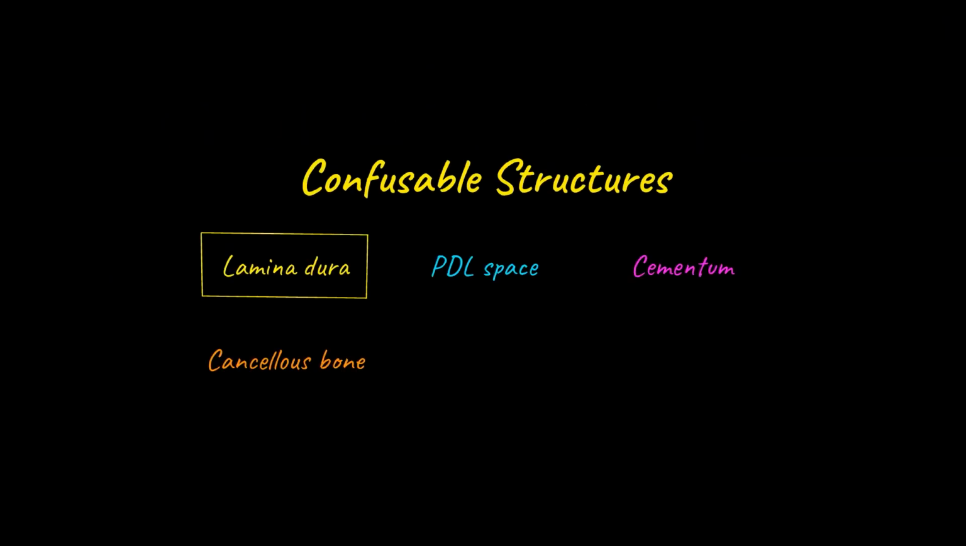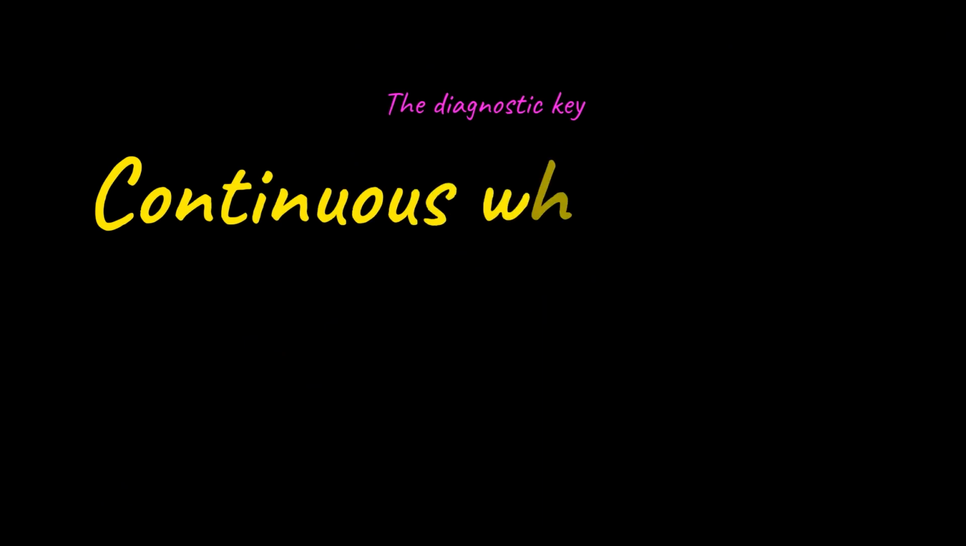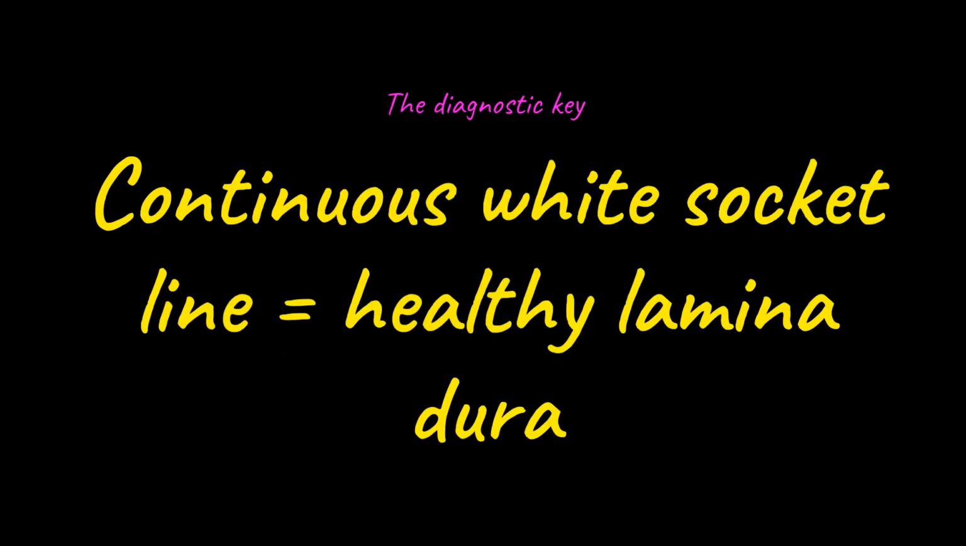Four structures are commonly confused. The lamina dura is the crisp white socket lining. The PDL space is the dark line just inside it. Cementum coats the root surface and blends into dentin. Cancellous bone shows a spongy trabecular pattern, never a sharp continuous outline.